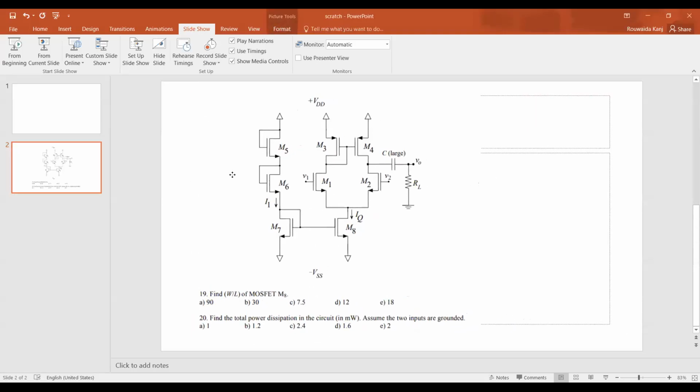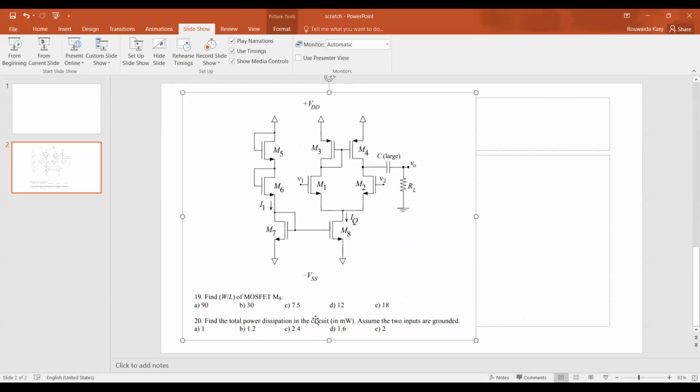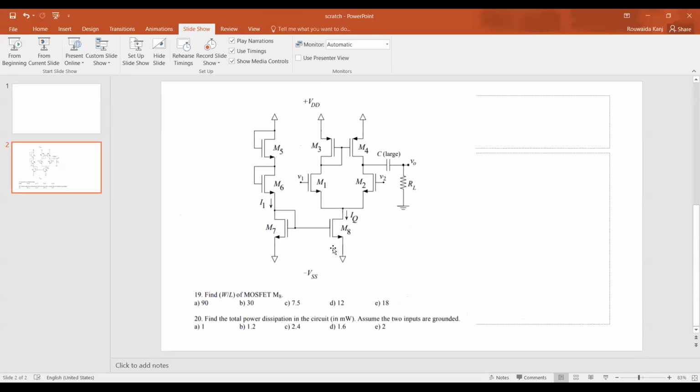Okay, so find the total power in the circuit. Assume that the two inputs are grounded. Now this goes between VDD and minus VSS, right?